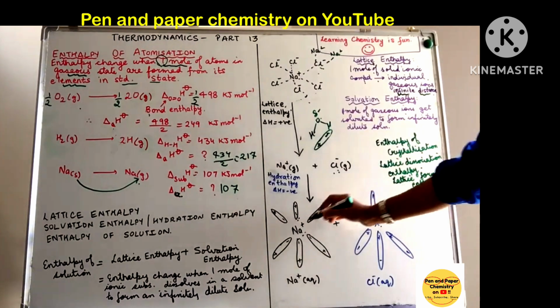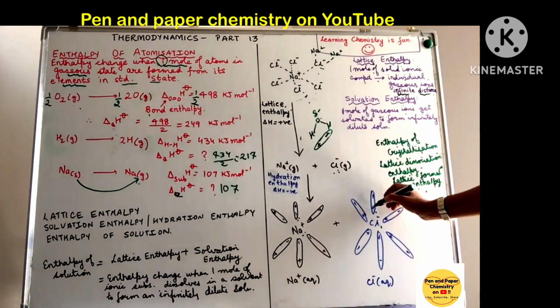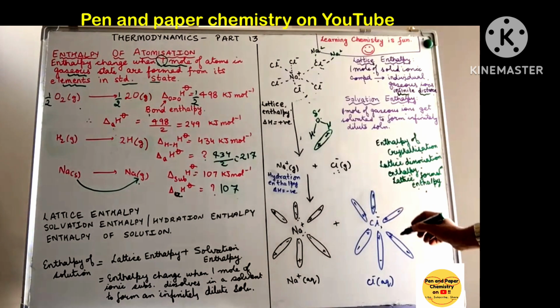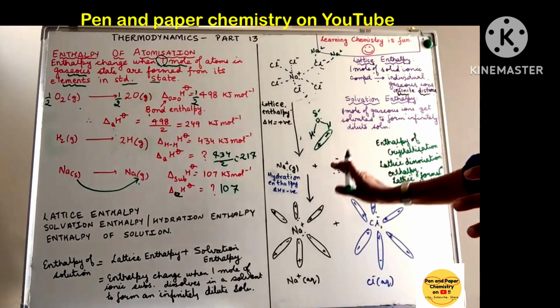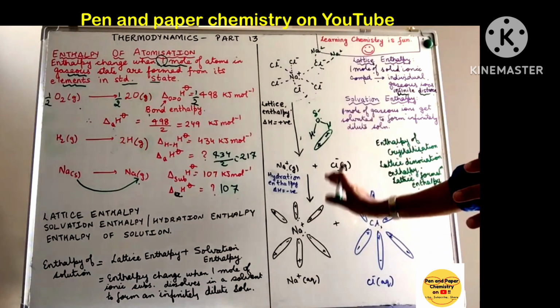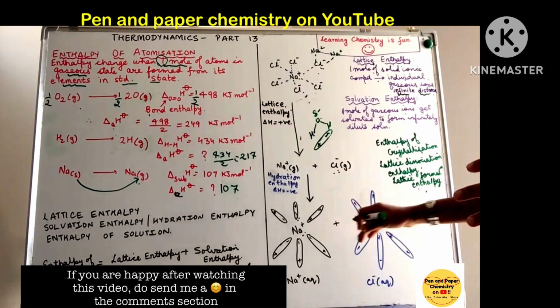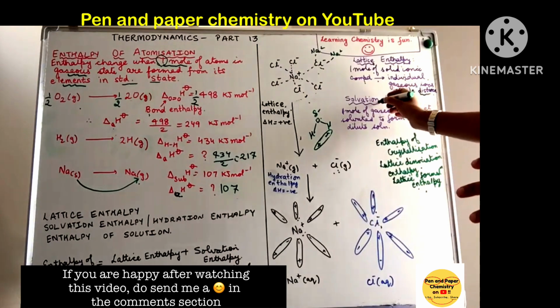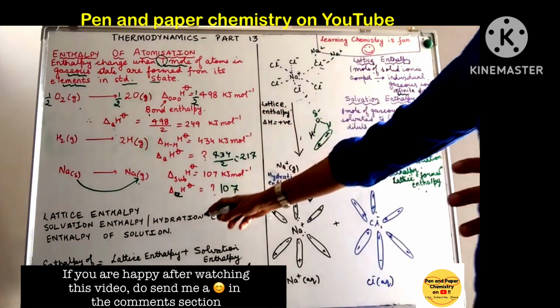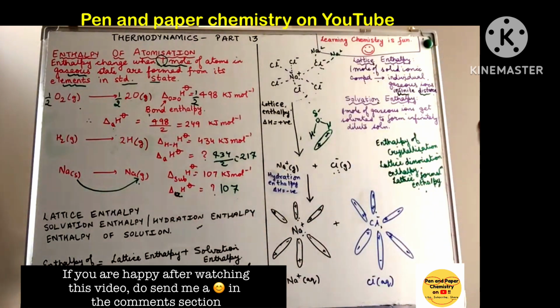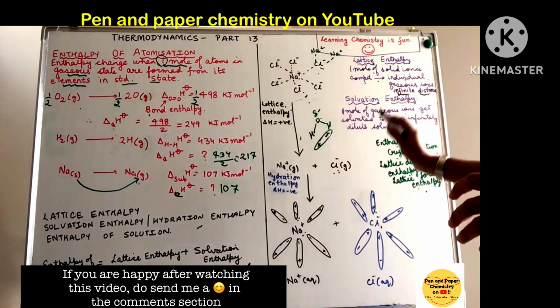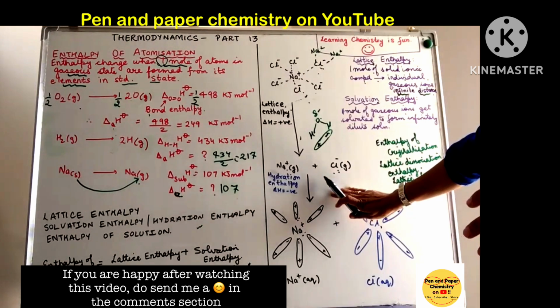So if you notice over here, for the sodium ion, we have the negative end of the water molecule, whereas for the chloride ion, we have the positive end of the water molecule facing it. This process is what we call hydration if your solvent is water. If it is some other polar solvent, then it will be called solvation. So solvation enthalpy or hydration enthalpy, they are similar terms. Hydration is specifically used if your solvent is water, as we have taken in this case.